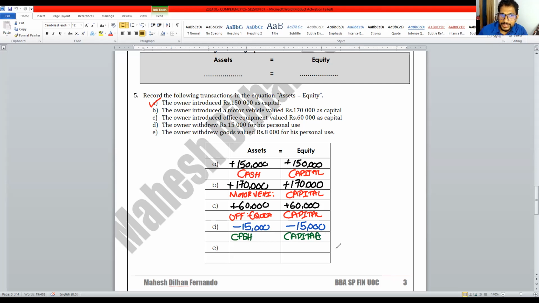Last one. The owner withdrew goods valued 8,000 for his private use. Goods, right? Now this time, do you know what happens? Once again, an asset decreases by 8,000, and equity decreases by 8,000. The decreased asset is inventory, and the decreased equity is once again capital. Are we clear?